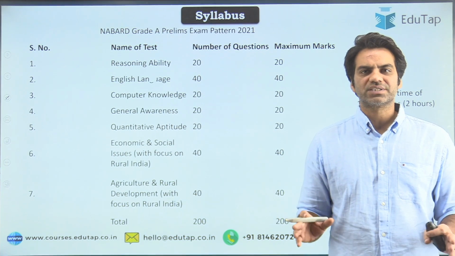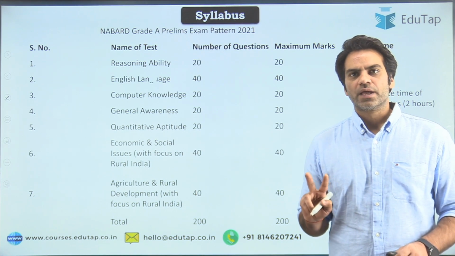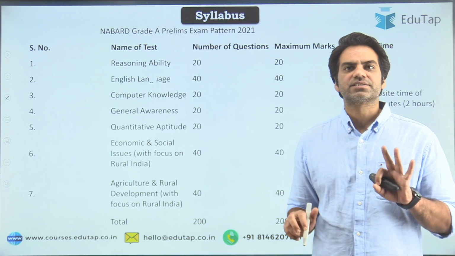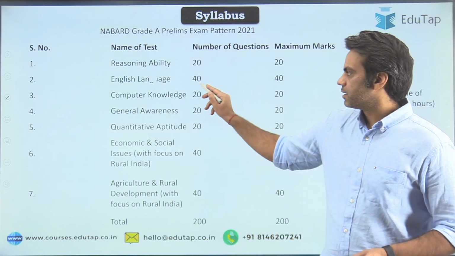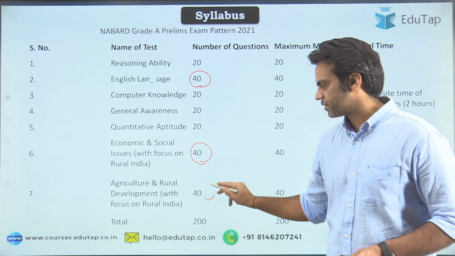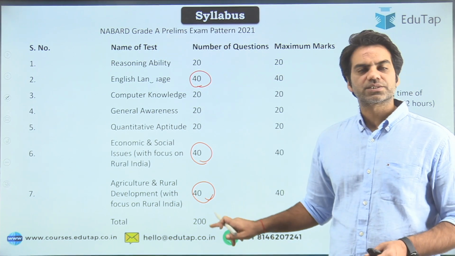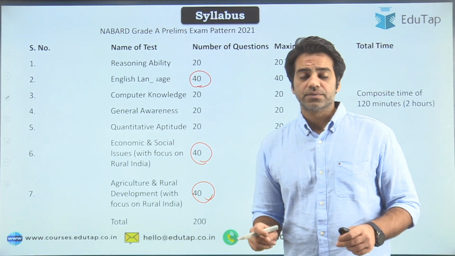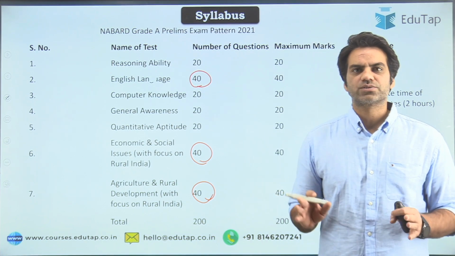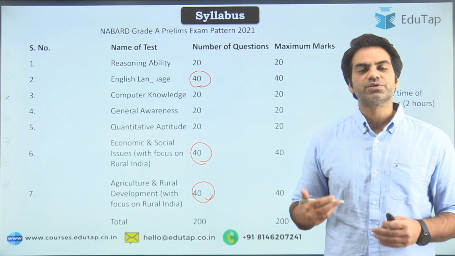So guys, in composite there are basically 200 questions that are given to the aspirants in this exam, and out of these 200 questions, these three sections are very important. If you can see, 40 questions will be on English, 40 questions will be on ARD, and 40 questions will be on ESI. So these three subjects will basically compose 60% of your paper. So you need to focus on them.